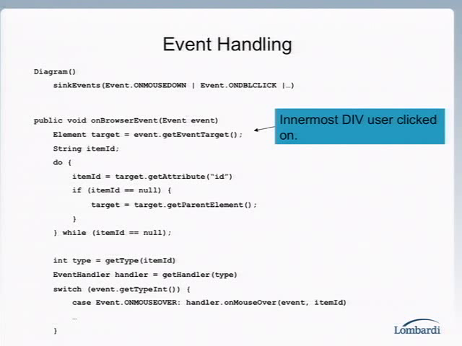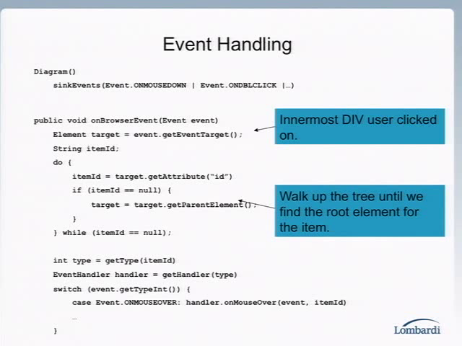Every time an event occurs anywhere within your diagram, this method on browser event gets called. Fortunately, the browser tells us what exactly it was that the user clicked on from this get event target method. That's going to be that innermost div that I mentioned before. Now, we don't really want to know what the innermost element was. We want to know what that div at the top was, the div that represents the top of that item. So we simply walk backwards up the hierarchy until we find an element that has an ID attribute on it. Once we've found that, we know we've gotten to the top, and now we know what item it was that the user clicked on, and we know its ID.